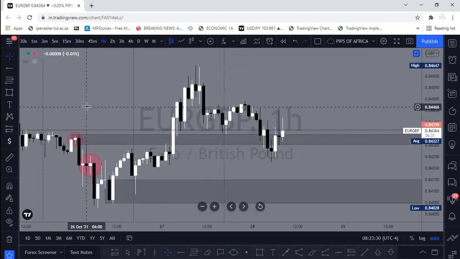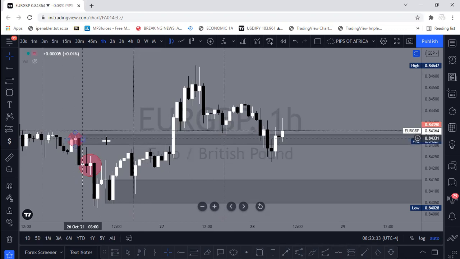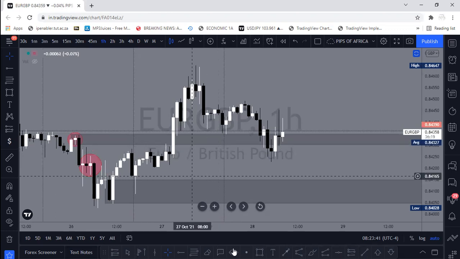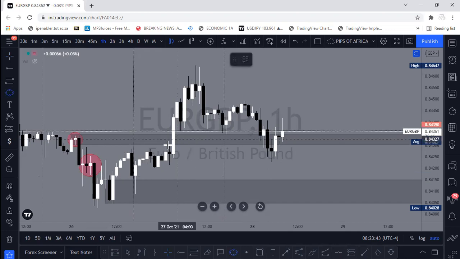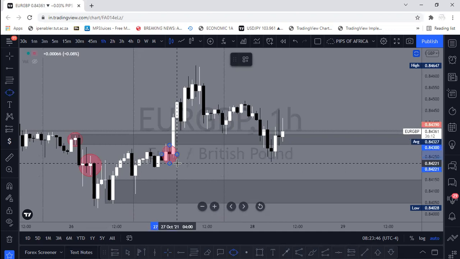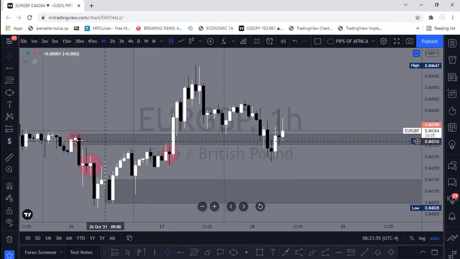So what was the cause? We have to check why this order block was violated. What was the reason for this order block to be violated? It was because of this order block right here. It was because of the bullish order block, which is this one. The sell to buy is the reason why the buy to sell order block was violated.